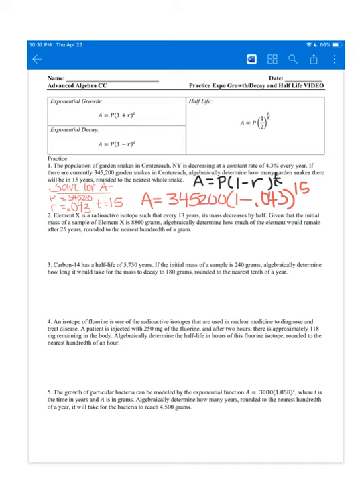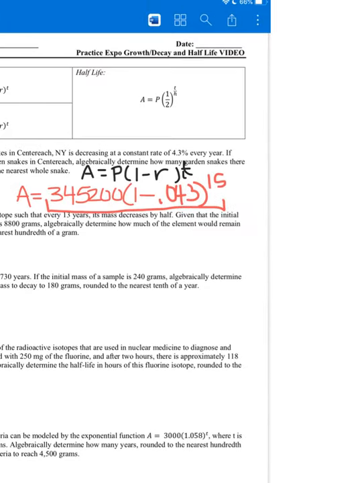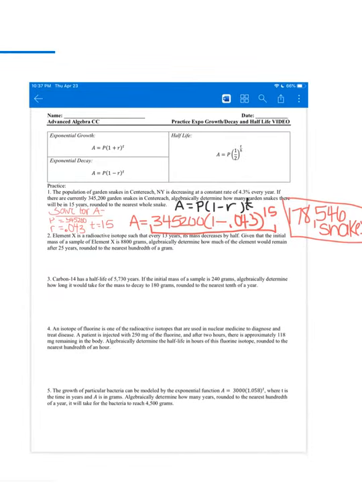So in order for us to solve for A, all we have to do is plug that into the calculator, exactly how you see it. Make sure 15 is an exponent. We are rounding to the nearest whole snake. So when I plug that into the calculator, I get 178,546 if you round to the nearest whole snake. Now keep in mind, this is exponential decay. So that makes sense because the 178,000 is less than the 345,000. If you got something that was more, that would be a problem because the amount of snakes is supposed to be going down. Okay? And that's it for number 1.